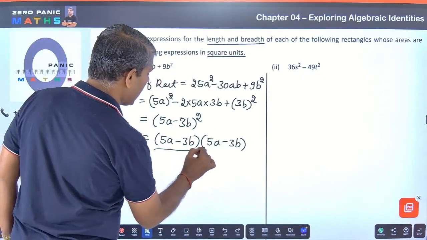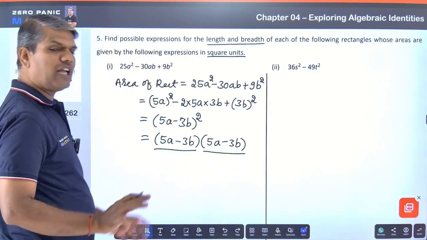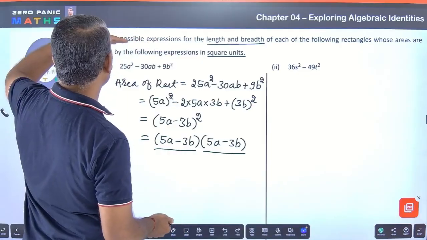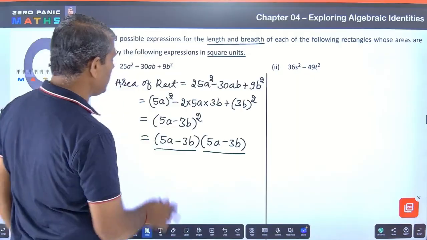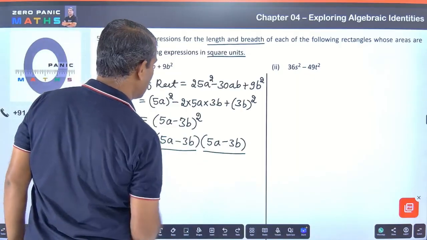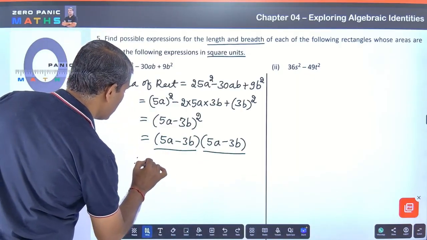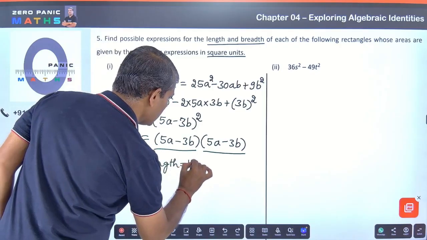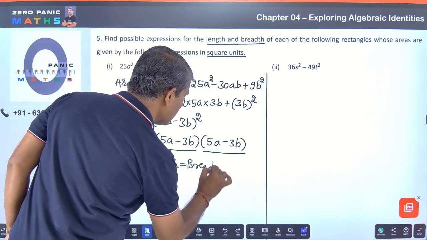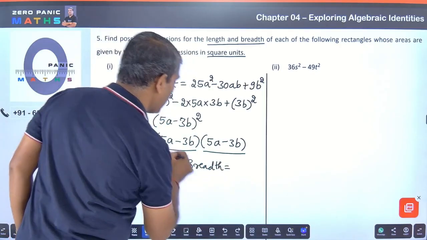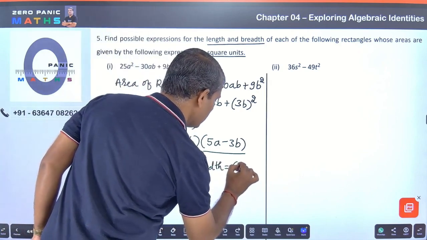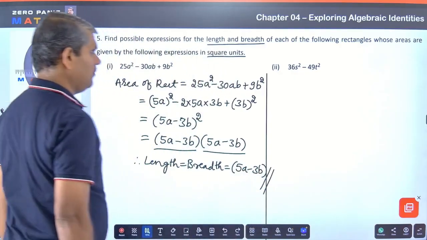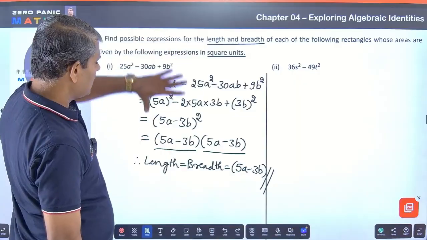So this is length and this is breadth. Both length and breadth are equal. So it cannot be called a rectangle, but it is a square because of the same side lengths. Okay, so therefore you can say length is equal to breadth is equal to the same value, right? So one is length and another is breadth, but having the same value 5a minus 3b. This is the solution to this.